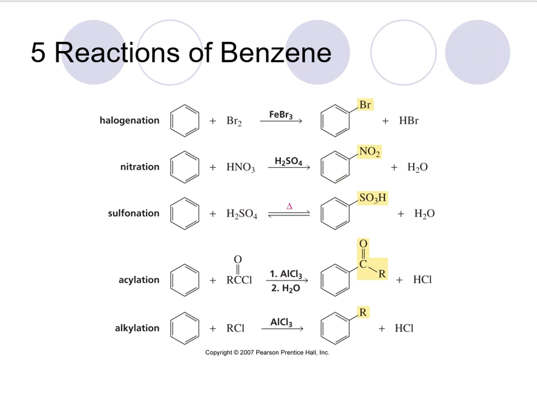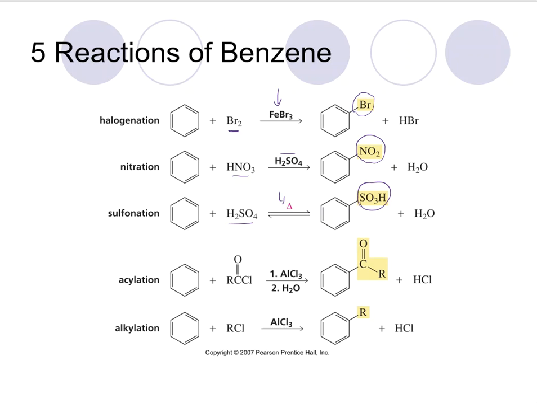So just as a recap, this is what we have talked about in the benzene world at this point. Halogenation added Br2 with the catalyst, and that added on a bromo group to our benzene. The nitration took benzene, nitric acid and sulfuric acid, in order to add on NO2. The sulfonation reaction took benzene, sulfuric acid, and heat. That added on an SO3H group.